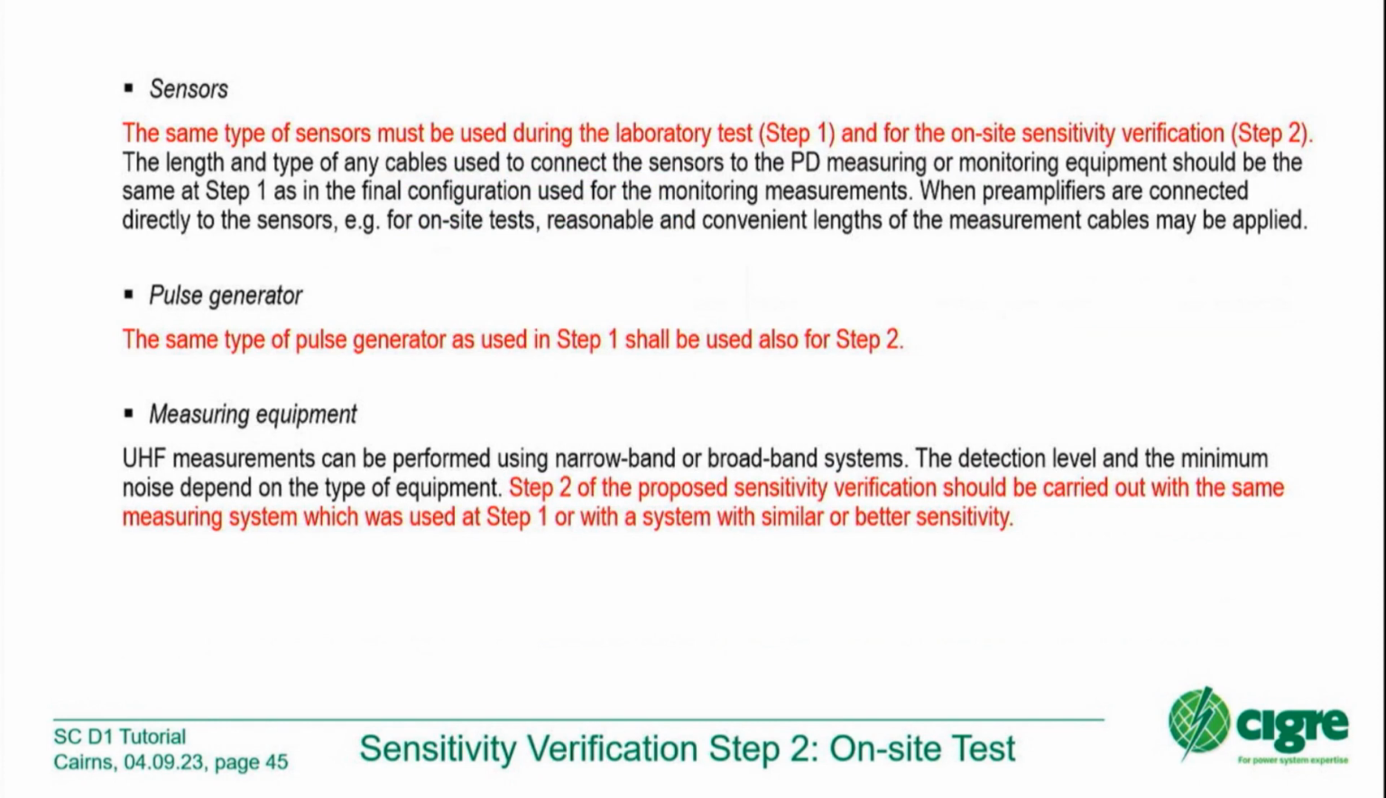Coming now close to the end, only a few slides more, and then we have a Q&A session. So, we end up with some statements and recommendations. Sensors: the same type of sensors must be used during step 1 and step 2 of sensitivity verification. Pulse generator: the same type of pulse generator should be used in step 1 and in step 2. Measuring equipment: the same equipment during step 1 and step 2, all with a system of similar or better sensitivity.